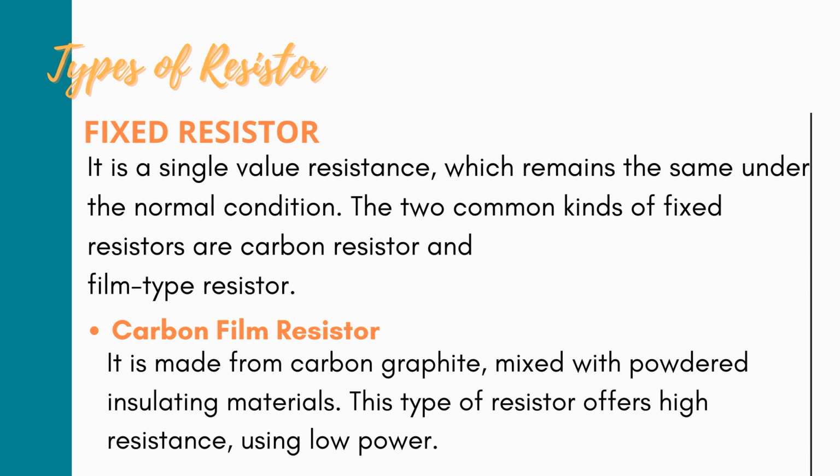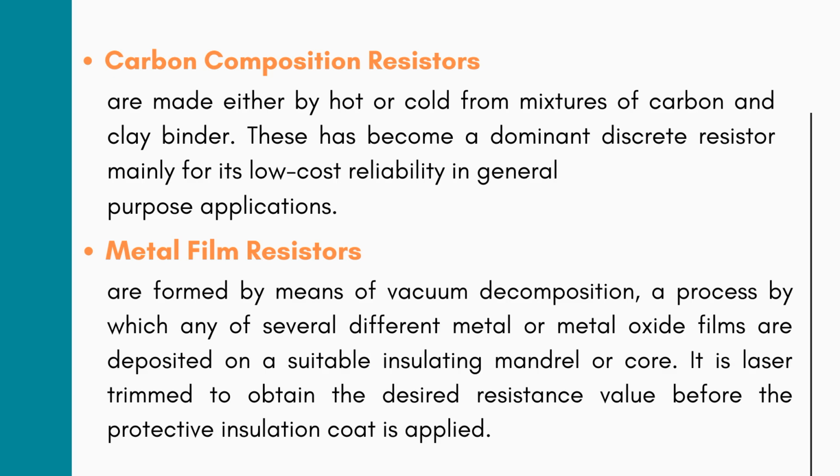A. Carbon film resistor is made from carbon graphite mixed with powdered insulating materials. This type of resistor offers high resistance using low power. B. Carbon composition resistors are made either by hot or cold molding from mixtures of carbon and clay binder. These have become a dominant discrete resistor mainly for their low cost and reliability in general purpose applications.